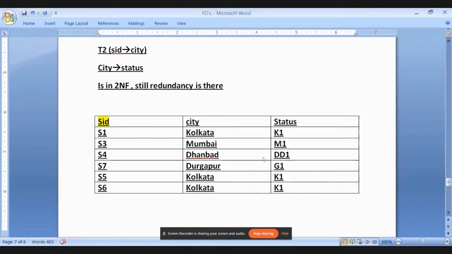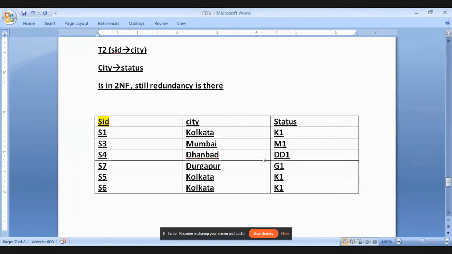And what did I say? If redundancy is there, then what will happen? Anomalies. What are the anomalies? Insertion anomaly, deletion anomaly, and updation anomaly. So if the status of Kolkata has changed from K1 to KK1, then suppose it's a big table, wherever Kolkata is there, I have to do more updation. I have to go on updating all those statuses where K1 is there to KK1.